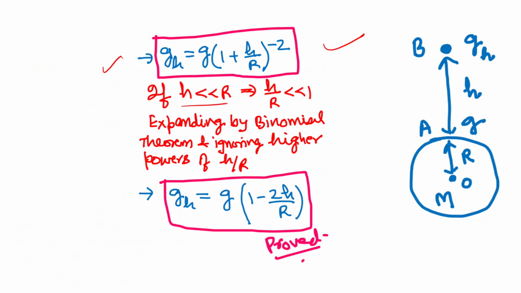If h is very small as compared to r, then h upon r is very small as compared to 1. So expanding by binomial theorem and ignoring the higher powers, we neglect them, and you get the final answer g_h is equal to g(1 minus 2h upon r). So this is how you can prove it.